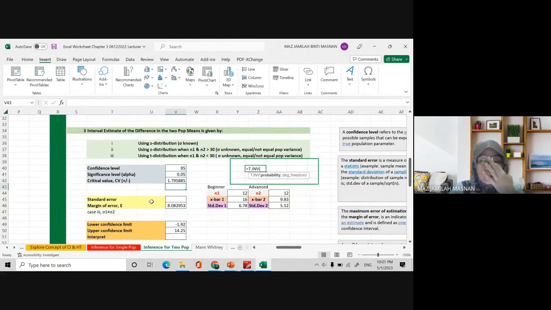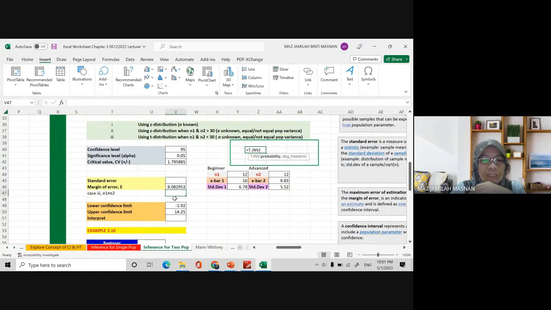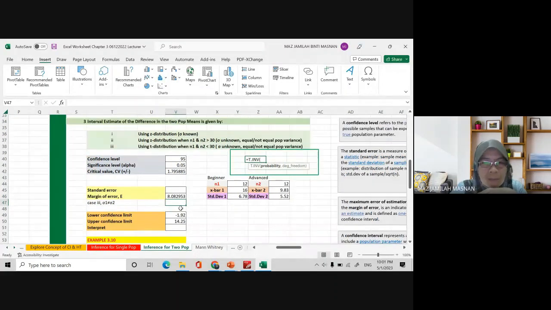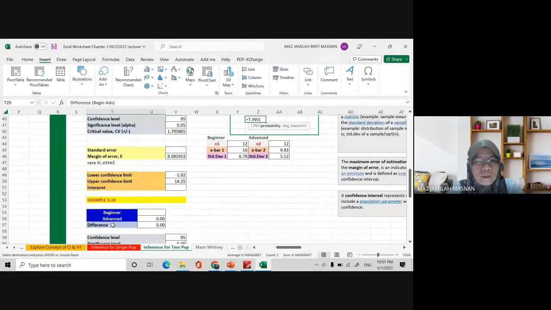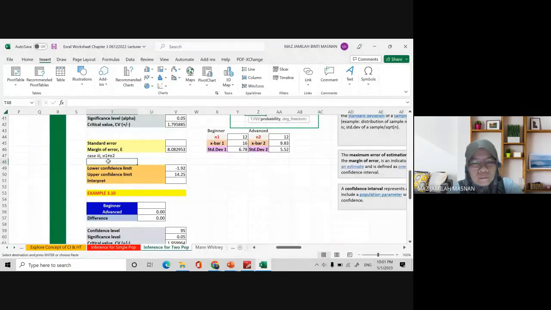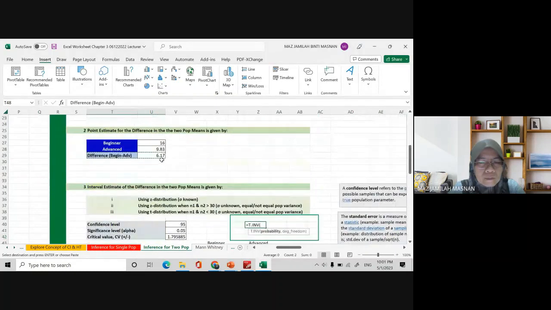So you have your t alpha over 2 and then multiply with D using the formula. Now, in order to calculate the lower limit, we are using the difference. Let's say I copy the difference here, Control C, and the difference is here. I copy the value, Control C.